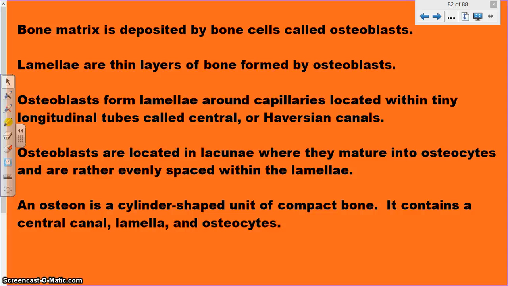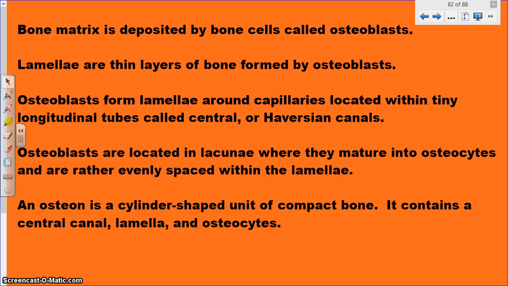Lamellae are these thin layers of the bone that's formed by the osteoblasts. And the osteoblasts are located in little tubes called haversian canals. They also have the lacunae, like what we kind of saw, similar to with the chondrocytes or the cartilage cells.